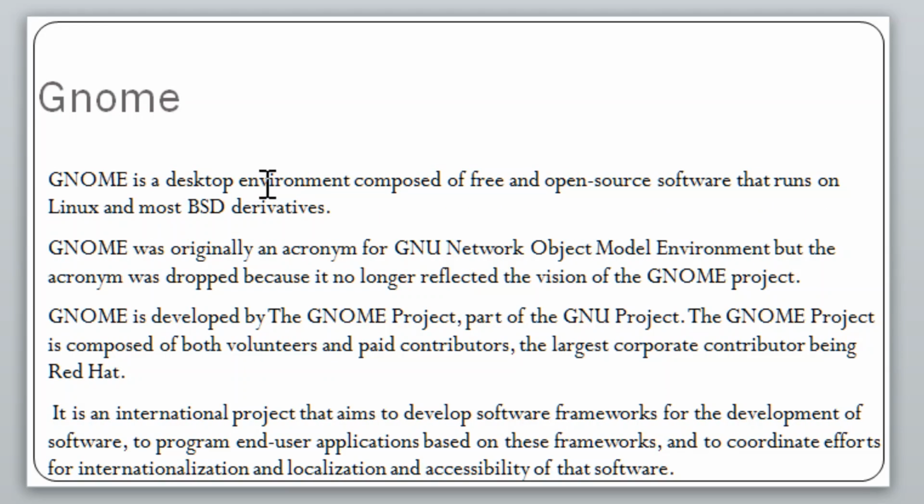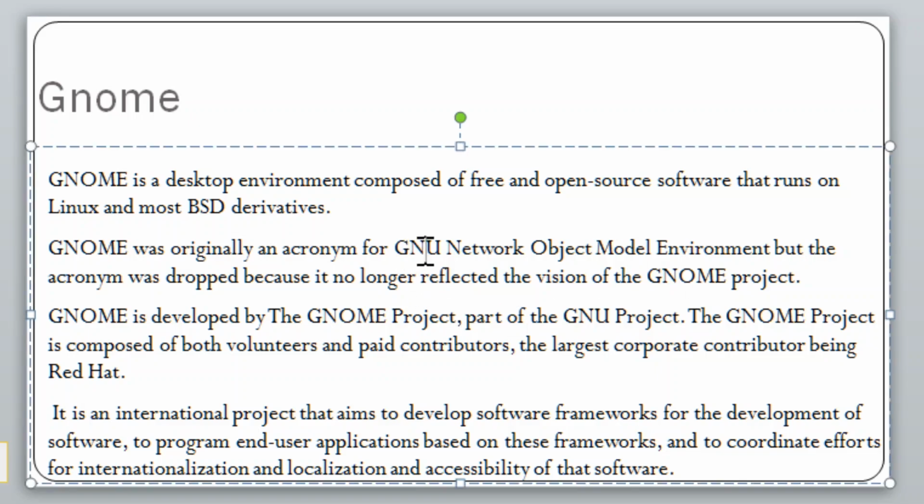Gnome is a desktop environment composed of free and open source software that runs on Linux and most BSD derivatives. Gnome was originally an acronym for GNU Network Object Model Environment. The acronym was dropped because it no longer reflected the version of the Gnome project. And guys, anytime you see GNU, most people are going to pronounce that as GNU instead of saying GNU. Gnome is developed by the Gnome project, part of the GNU project. The Gnome project is composed of both volunteers and paid contributors, the largest corporation contributor being Red Hat.